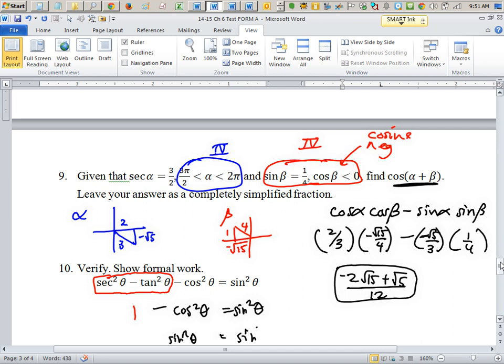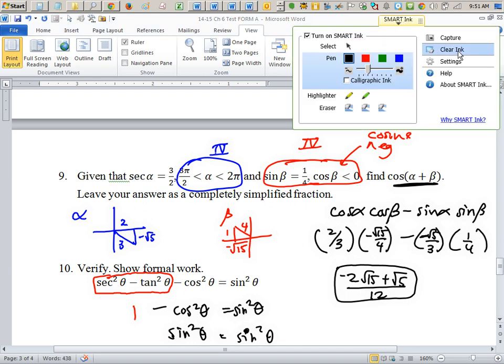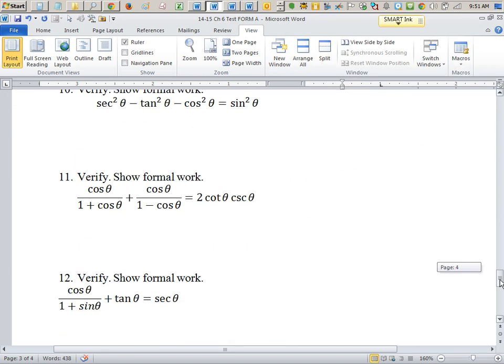Mr. Lynch calls 1 minus cos squared equals sine squared Mama's theorem. I have no idea why. Maybe because it's used so much and it's fundamentally important. So he calls it Mama's theorem. He's a funny guy. He really is.